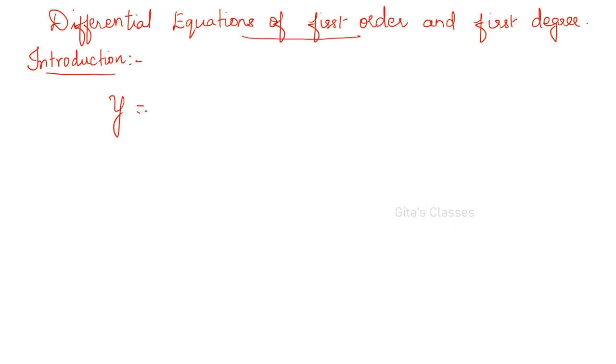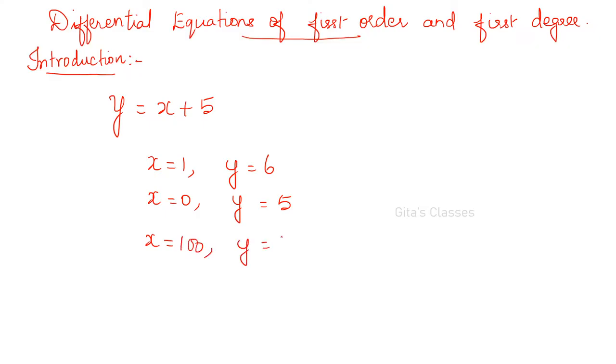Before that, first of all, I want to tell you two basic things. Suppose I have the equation y is equal to x plus 5. If I assign x is equal to 1, y will become 6. If I assign x is equal to 0, y becomes 5. I can assign x is equal to 100 also, then y is equal to 105. So I have the freedom of assigning any value for x. According to the values of x, y will change. That means y depends on the value of x.